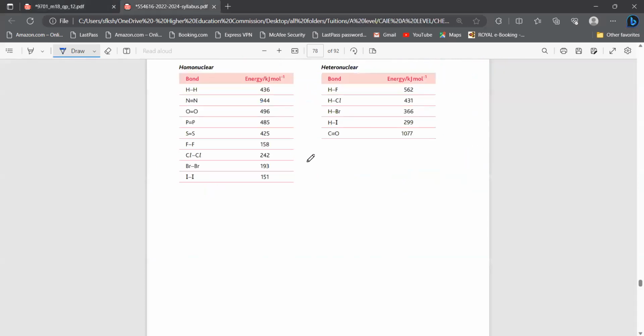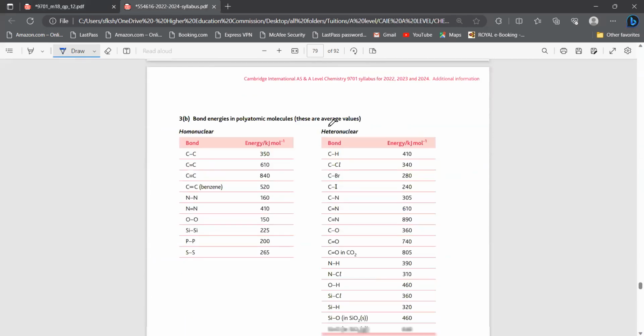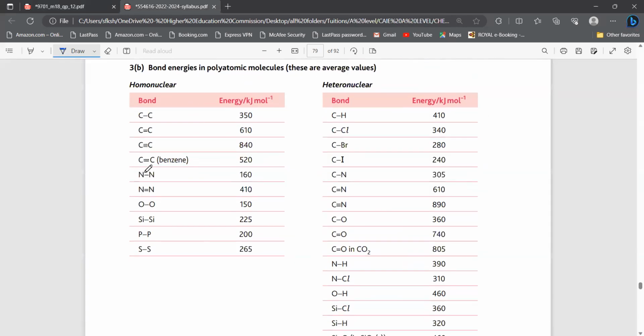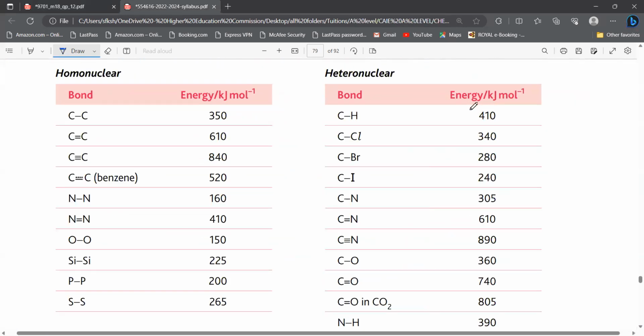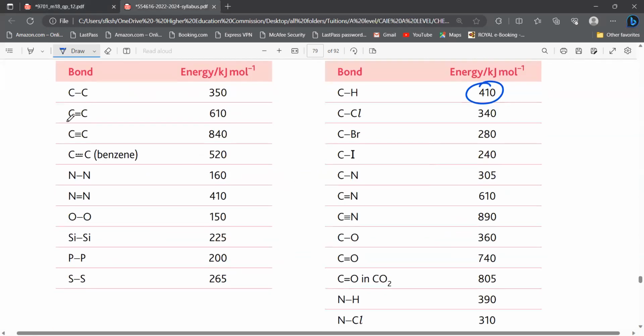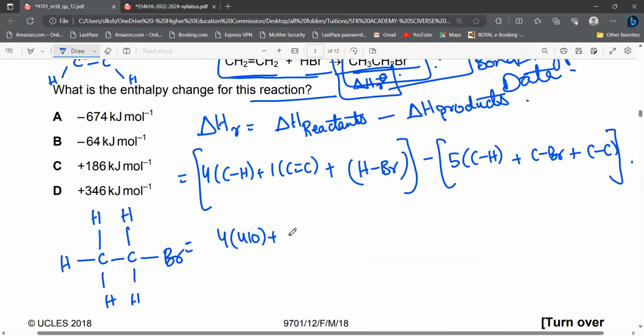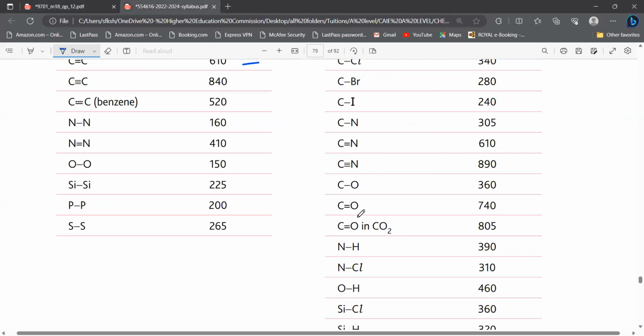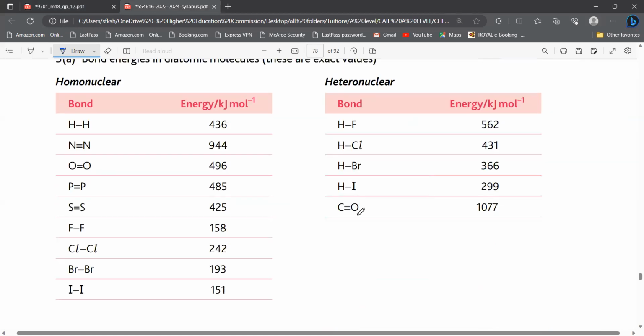So let's do that. Let's first find the carbon-hydrogen single bond. It's right here, 410. Let's use that value here: 4 times 410, added to one carbon-carbon double bond. Where is the double bond? Right here, 610. What about HBr? It must be up here. There you go, 366.